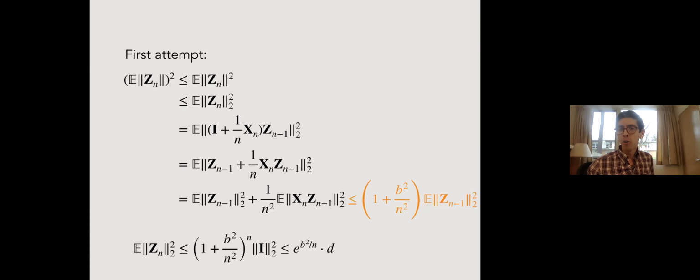This bound is a far cry from what we wanted to prove, but it's already interesting. I mean, it already decays with n, whereas the worst case bound we had, which was e to the b, does not decay with n. So something better is happening here, but still this is far too loose. This thing isn't near 1. It looks like d instead.